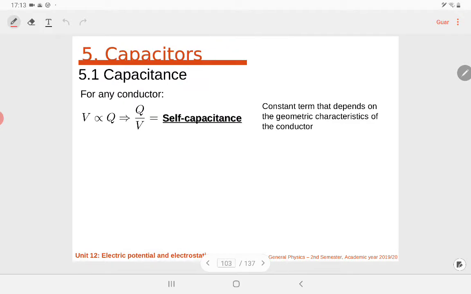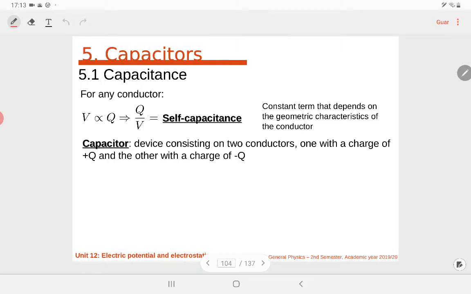So we will begin by remembering that we saw in the previous video that for any conductor there was a relationship between the charge it had and the electric potential it had. Q divided by V was a constant that depended on the characteristics of the conductor, and this is called the self-capacitance.